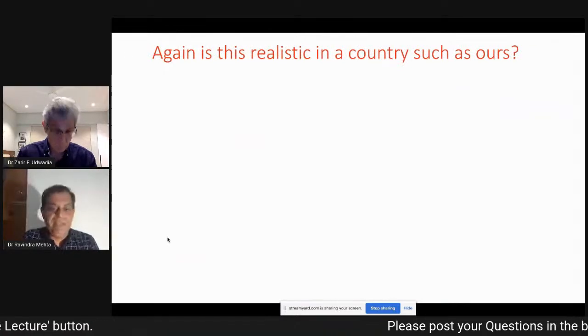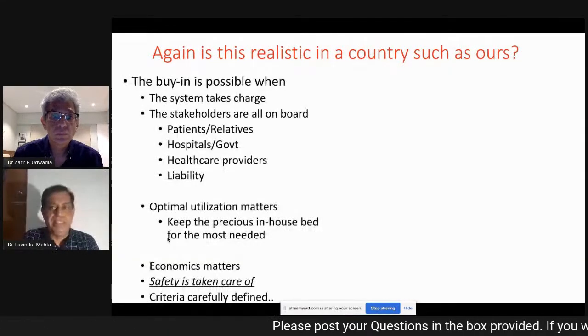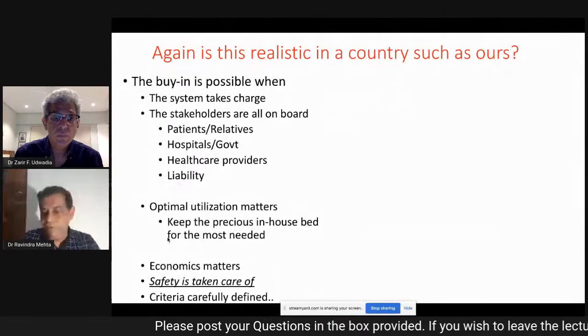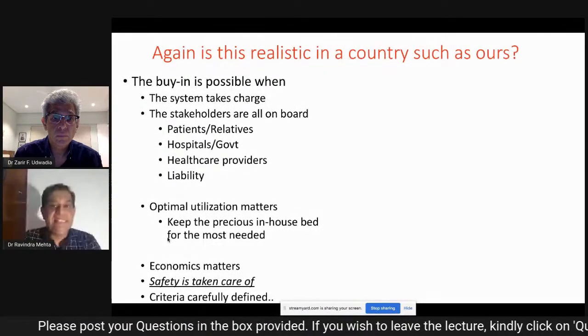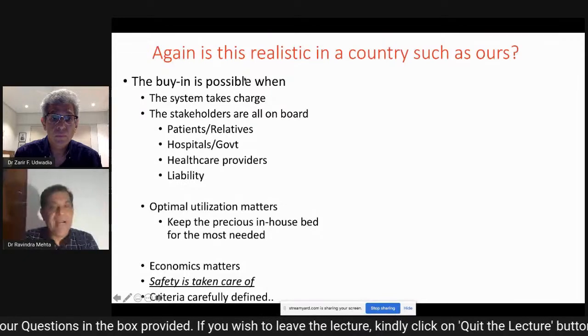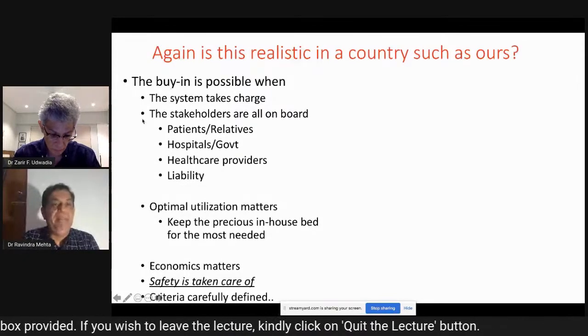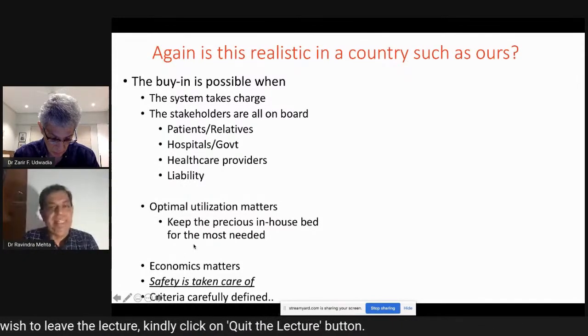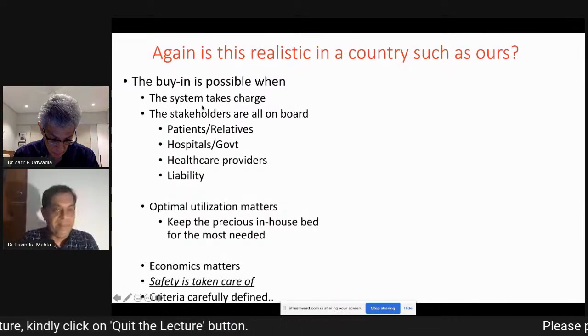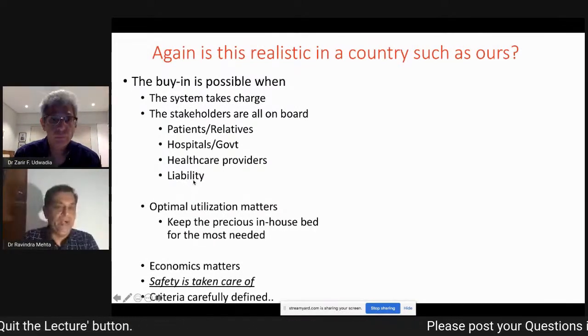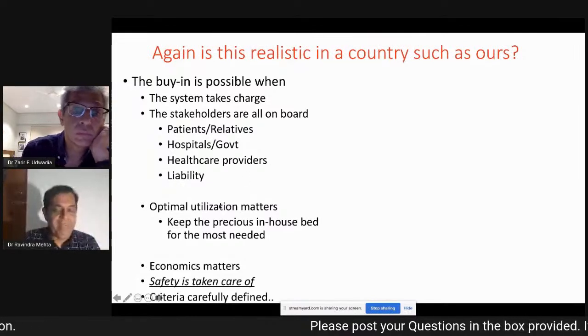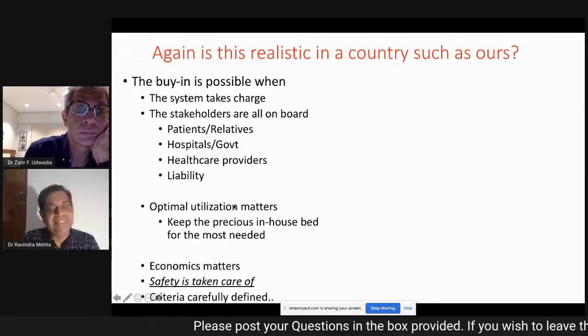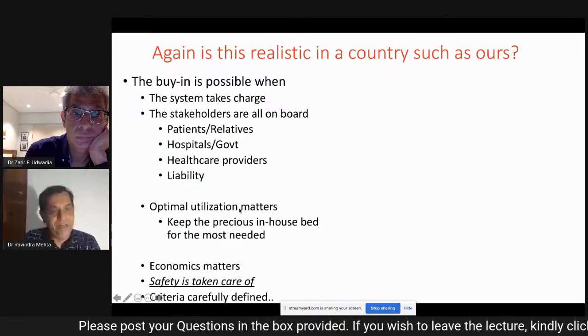Now let's come back. We are India and we have to look at what happens in our country of 1.2 billion, 4 Americas and 20 Italys. Is this possible at all? Well, the buy-in is possible only when we believe that this is important and the need is there. And that is when the system takes charge. Multiple stakeholders, including most of my co-healthcare providers, are going to smile and say, this guy is off his rocker when he talks this way.